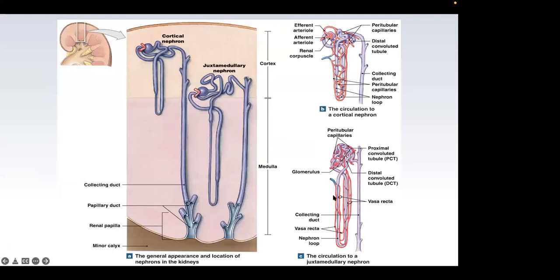And as you can see, the vasa recta is an anastomosis, a mixing of red artery indicating oxygenated blood and blue vein indicating deoxygenated blood.